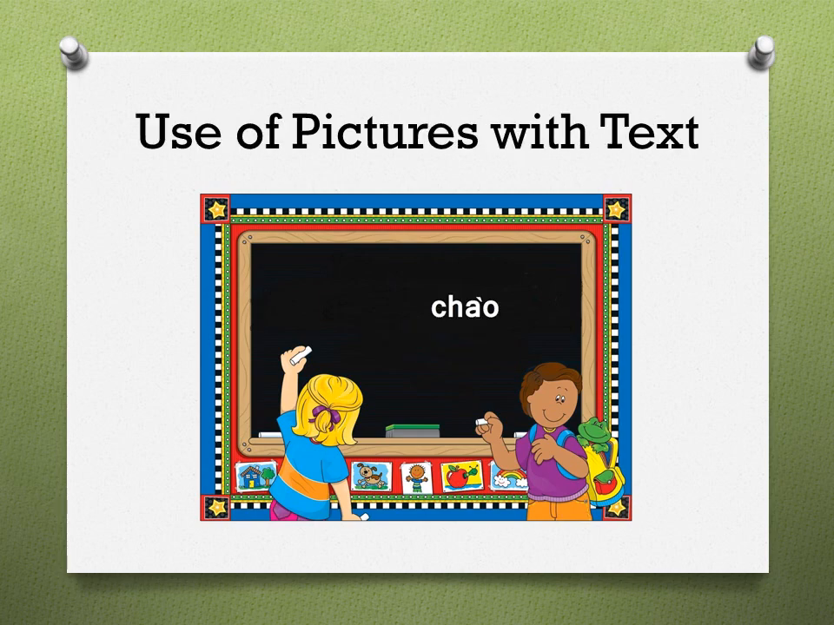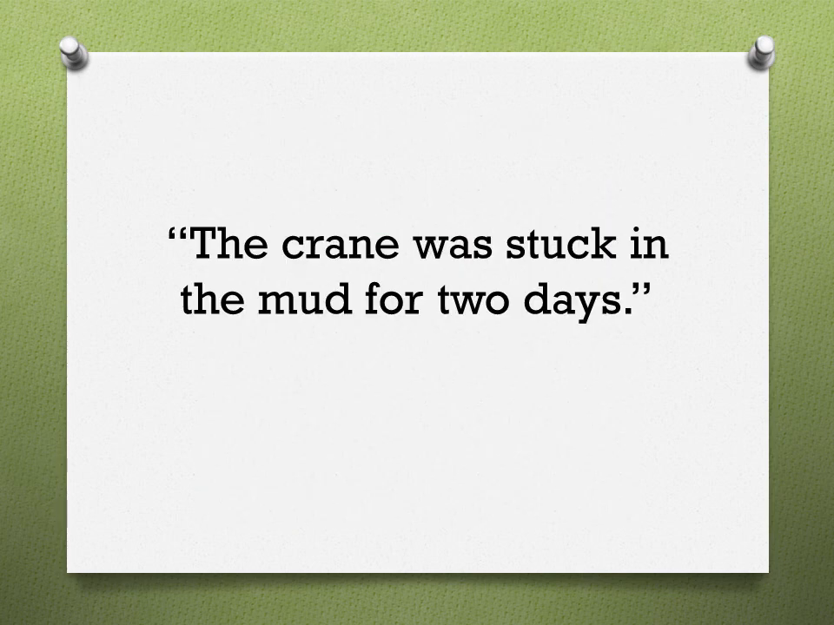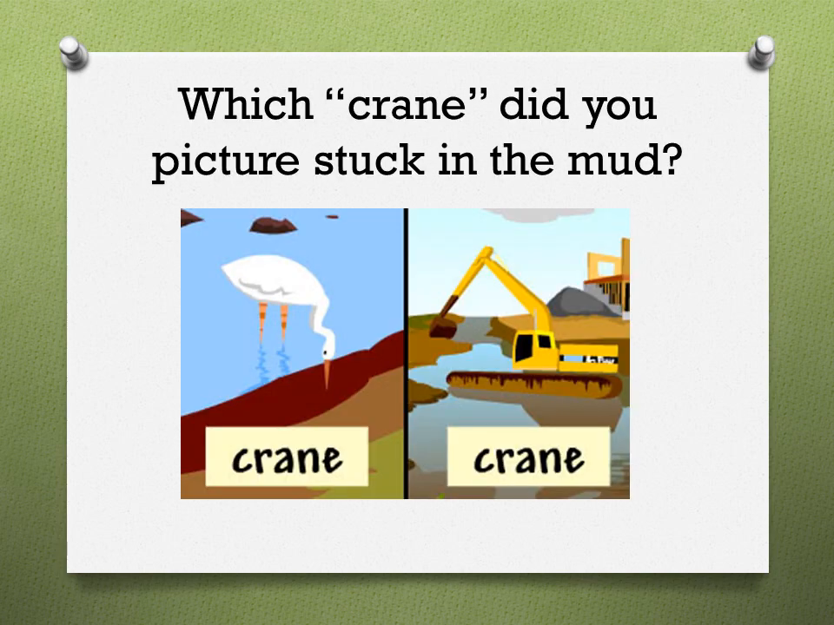Use of pictures with text. A picture can help remove frustration of comprehension when reading. Take the following sentence for example. The crane was stuck in the mud for 2 days. Which crane did you picture stuck in the mud? As you can see, the use of pictures will help with connecting the abstract meaning of a written word with the concrete meaning of a word.